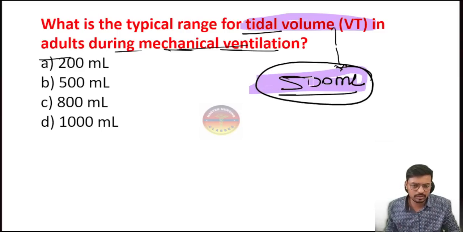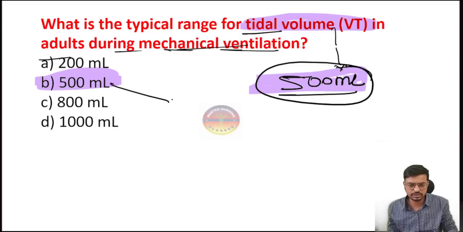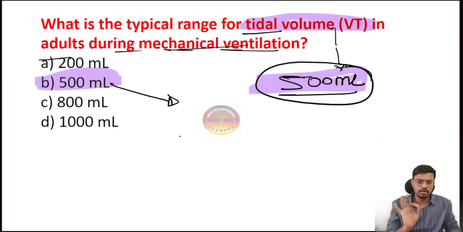So in the mechanical ventilator, what are we doing? We are mimicking normal respiration with the help of a machine. So again, I have to keep the mean tidal volume at 500 in the mechanical ventilator. But here the weight is going to matter in calculating the tidal volume in the mechanical ventilator.